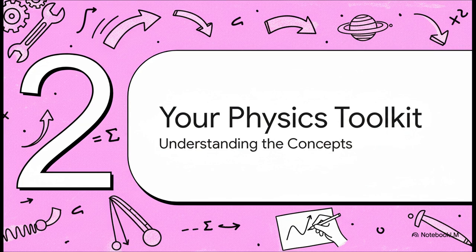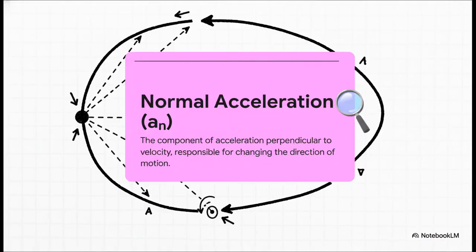Before we start crunching any numbers, we gotta make sure our toolkit is ready. Honestly, understanding the core concepts here is what turns a problem that seems impossible into something totally manageable. The kind of acceleration we're talking about here is called normal acceleration. You might know it by another name, centripetal acceleration. Its one and only job is to change the particle's direction. It's always pulling perpendicular to the way the particle is going, tugging it toward the inside of the curve. It's what forces the particle to turn without making it go any faster or slower.